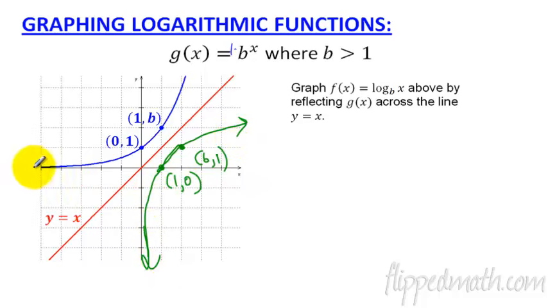So originally on the exponential graph, we had this horizontal asymptote that comes across here. On a logarithm graph, you get a vertical asymptote straight up and down, and it's always going to go through these points. Let's do the next one.